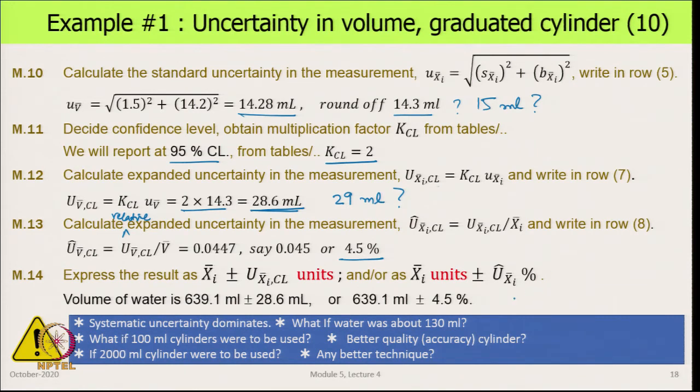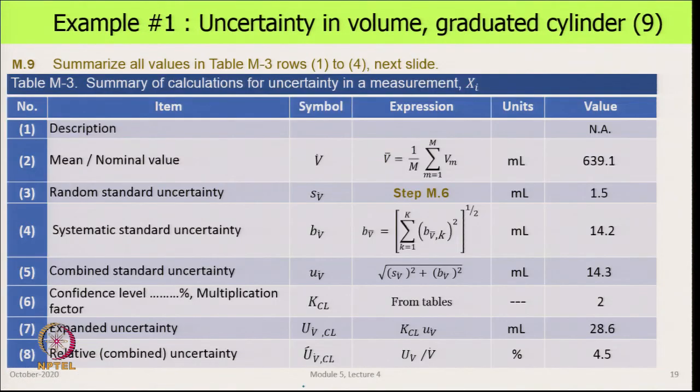One can argue whether we should report 639 or, as some say, always round it off to the higher side in uncertainty analysis, even 640 plus minus 29 milliliters at 95% confidence level. This would also be okay. So, that is our answer that we were looking for, and here is table M9 which summarizes all those steps.